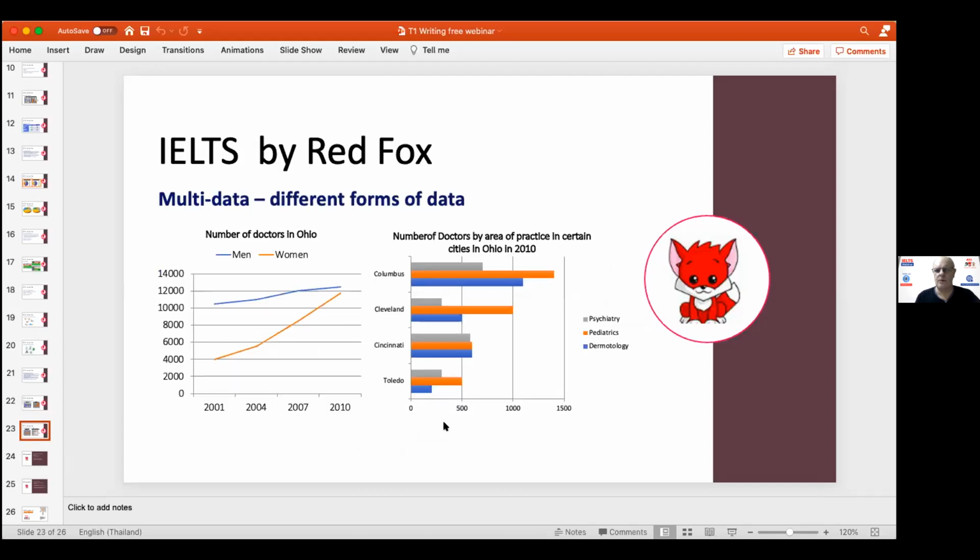When we look at this one, there's no direct link. We need to pick the main feature from each of the two charts and express that in our overview paragraph. Okay, so again, I hope that's answered the question.